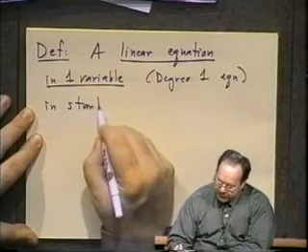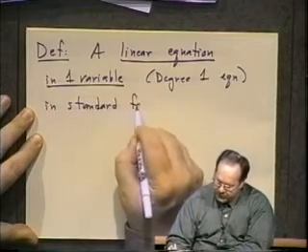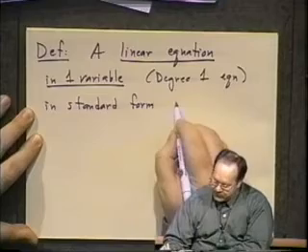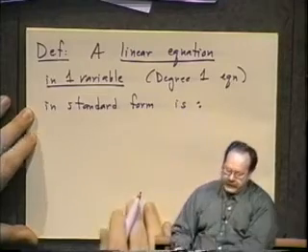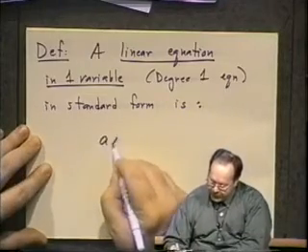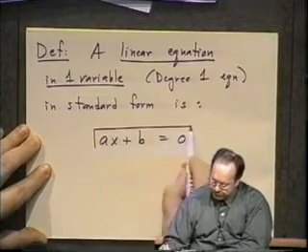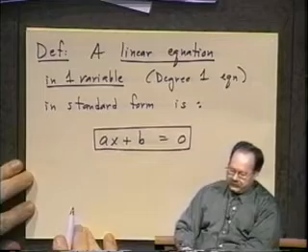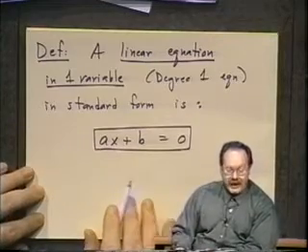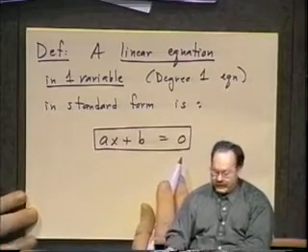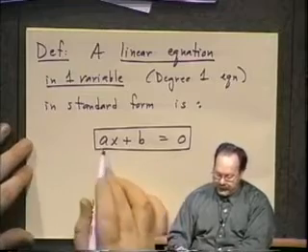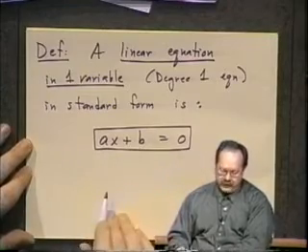Now remember, standard form in mathematics is very important in order to read things off and to have certain formulas work. Standard form is going to be ax plus b equals 0. Now, you remember that's in that familiar f of x equals 0 form that I said was going to be helpful. That's what we have here, an f of x on the left equals 0.